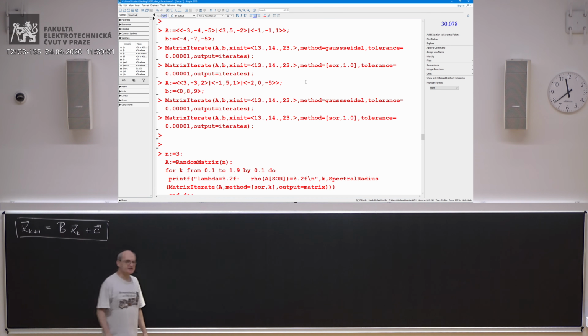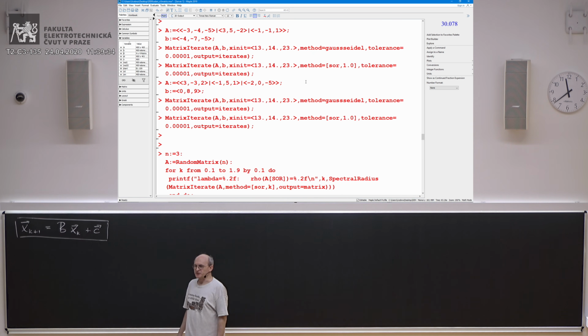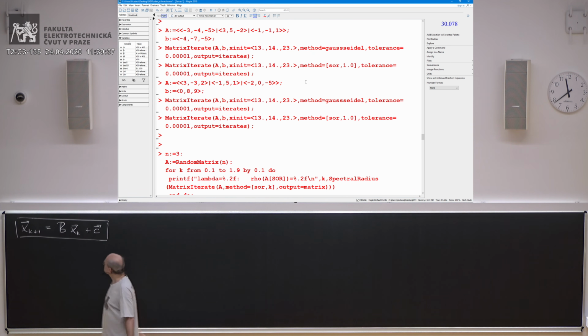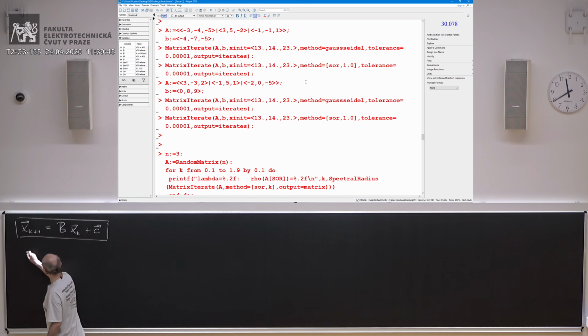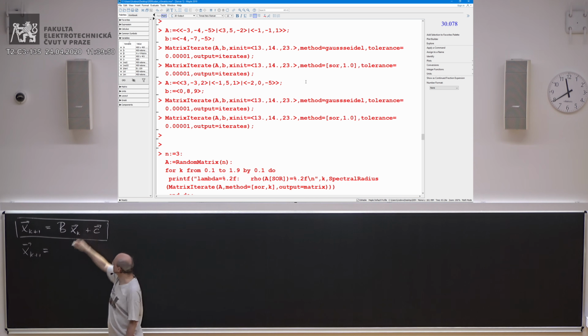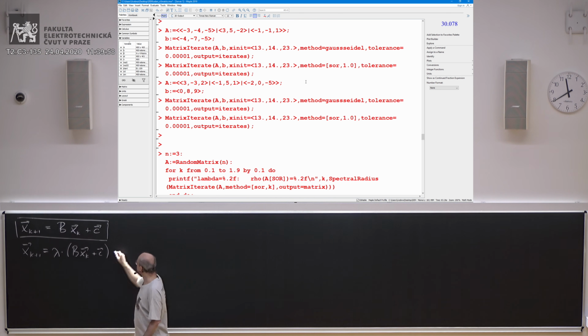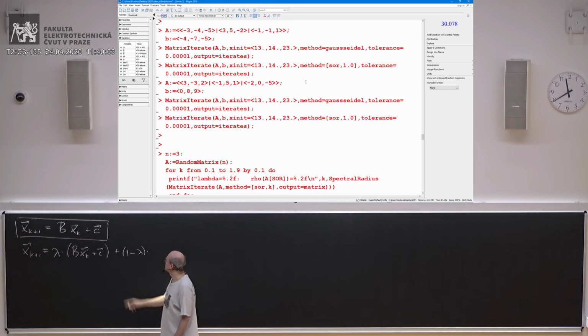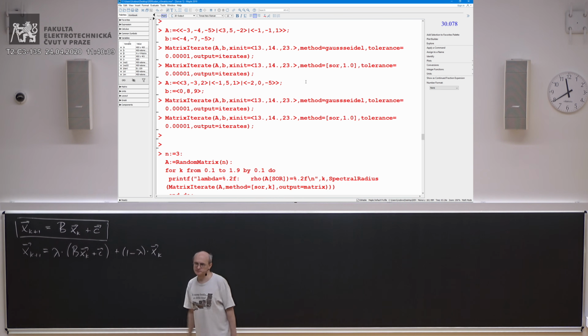The last topic for today is relaxation, which is a very popular topic, I hope. Here we have a nice iterative formula that we want to use, but for some reason we are unhappy with it. So we introduce relaxation parameter lambda, and we create a new iteration. We take the original one and we assign it a weight lambda. And then we also, to keep things in balance, have to assign another factor with weight 1 minus lambda, and we will simply keep the original vector xk.